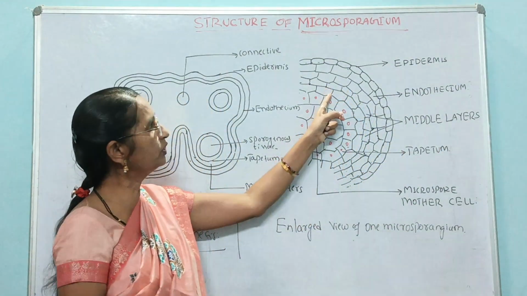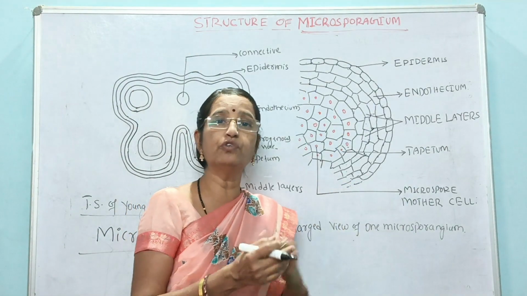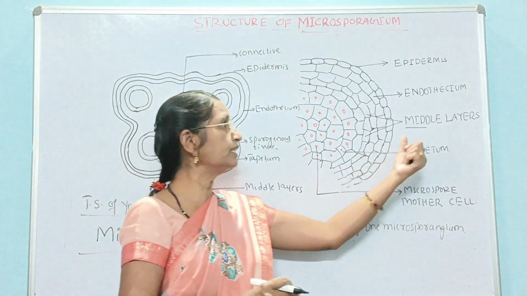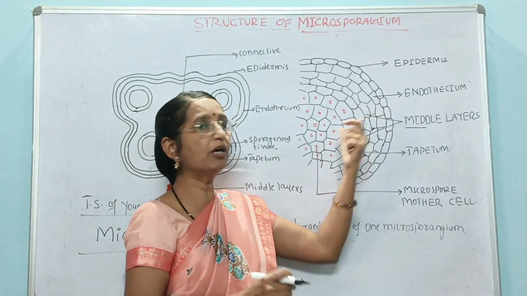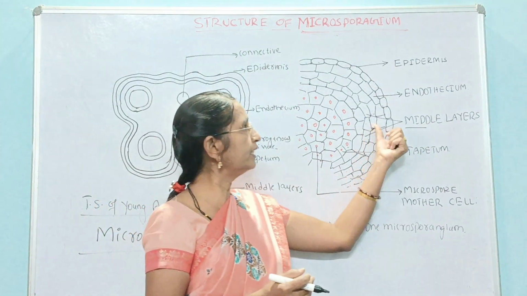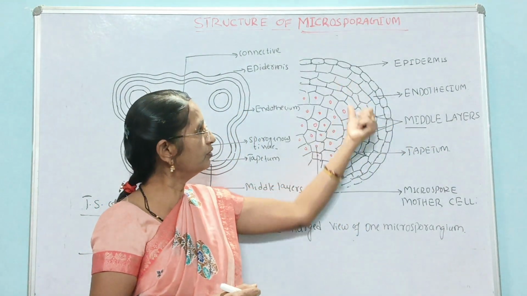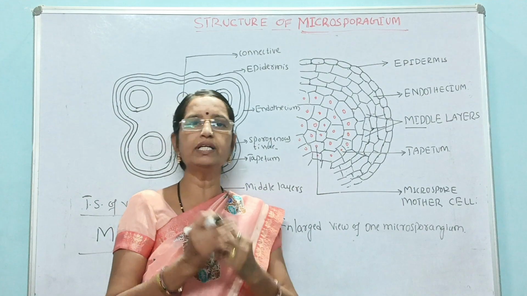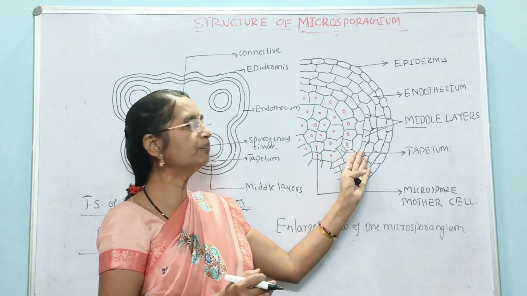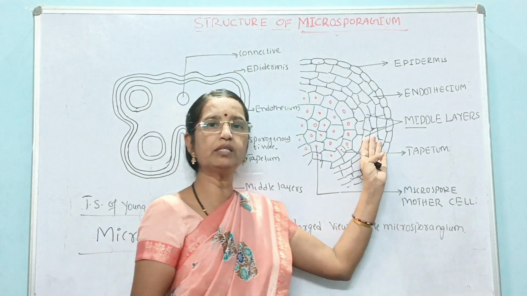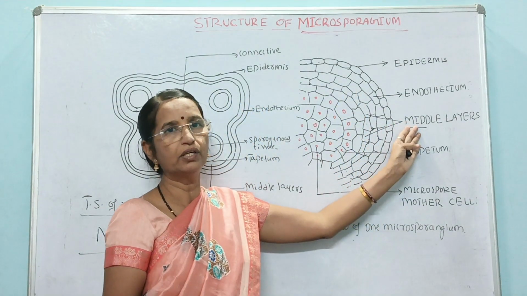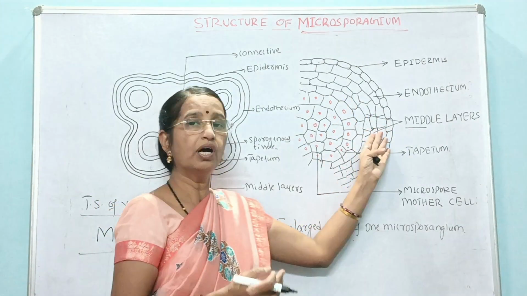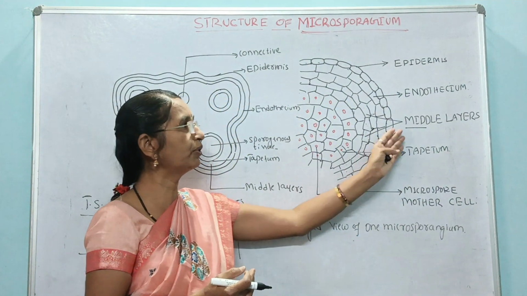Let us see the next layer, the middle layer. As you can see, there are 2 to 3 layers, or sometimes 3 to 4 middle layers next to the endothecium. Then the question arises, what is the role of the middle layer and what type of cells is it made up of? The middle layer is usually made up of parenchymatous cells. As you know the function of parenchyma cells, they store reserve food material, and here also they store abundant food material. The middle layer not only helps in the storage of food material, it also protects the inner tissue.